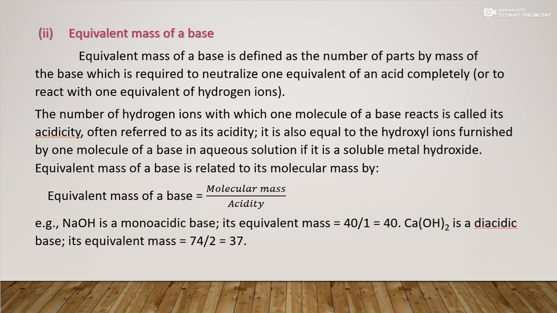So the equivalent mass of a base is related to its molecular mass as: equivalent mass is equal to molecular mass divided by acidity. In the case of NaOH, the number of hydroxyl ions furnished by one molecule of NaOH in aqueous solution is 1. So it is a monoacidic base. So its equivalent mass is given by molecular mass, that is 40, divided by acidity, that is 1. 40 divided by 1 equals 40. In the case of Ca(OH)2, it is a diacidic base. So its equivalent mass is equal to molecular mass, that is 74, divided by acidity, that is 2.